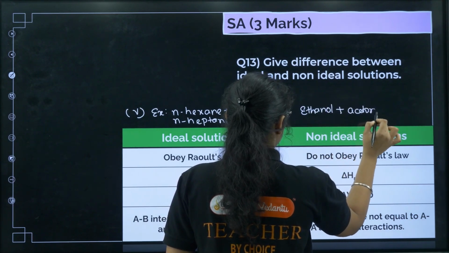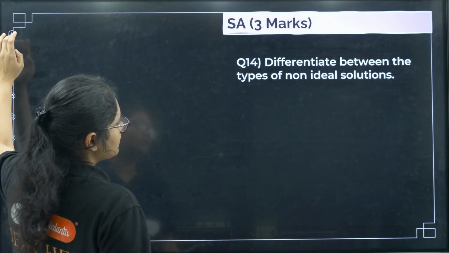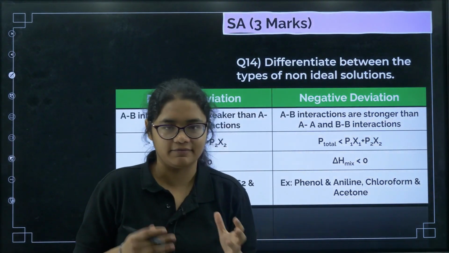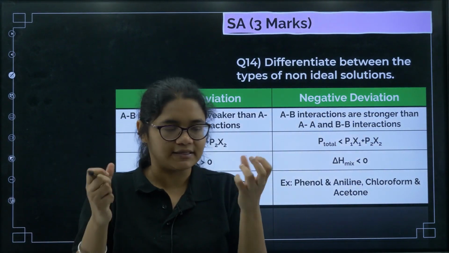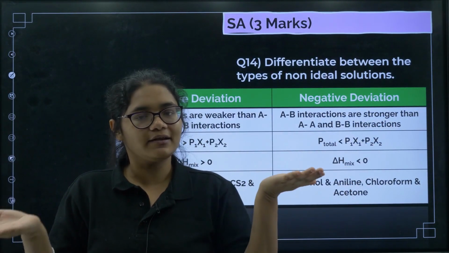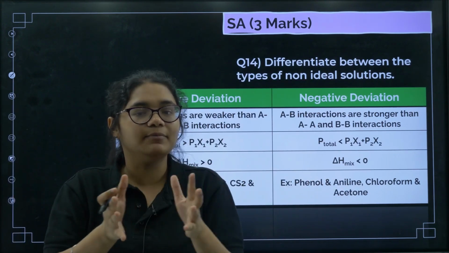Okay, now coming to the next one, that is your different type of non-ideal solutions, we have positive deviation and negative deviation. So generally what happens, see, you have one solution A, you have one solution B. A will have AA interaction, B will have BB interaction. Now when you mix them, they will have AB interactions.